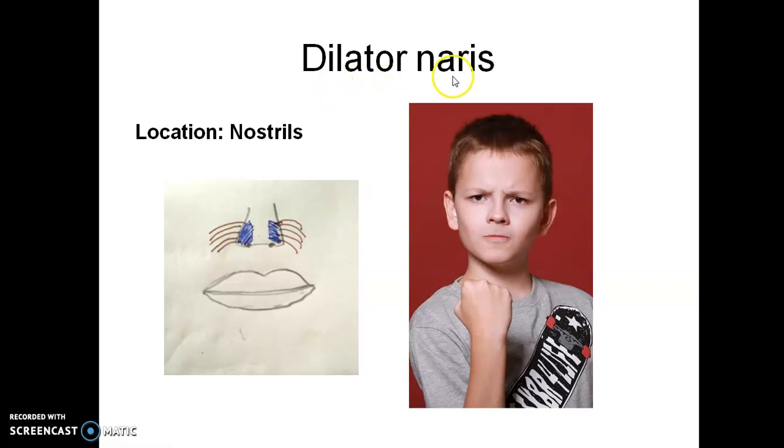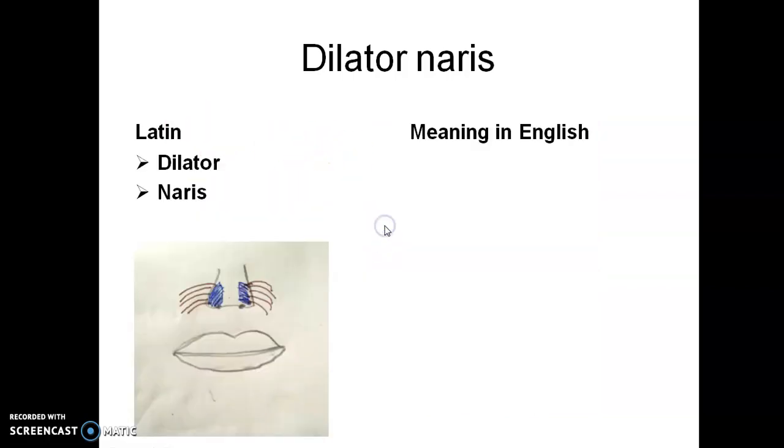So this muscle name is called Dilator naris. The location of this muscle is near the nostrils. As the name suggests, it will dilate the nostrils. These openings which you are able to see are the nostrils. So this muscle name is Dilator naris, location nostrils.